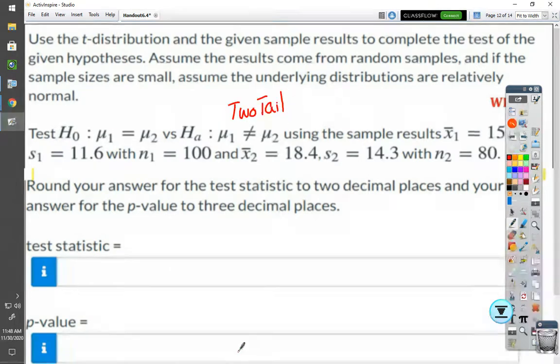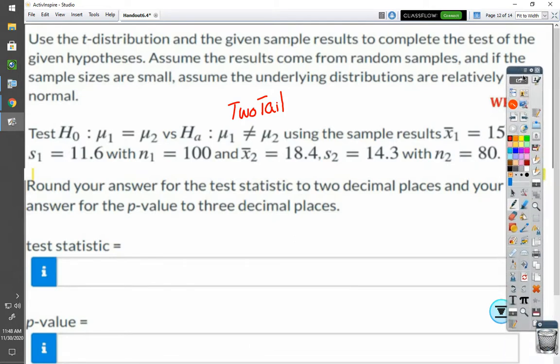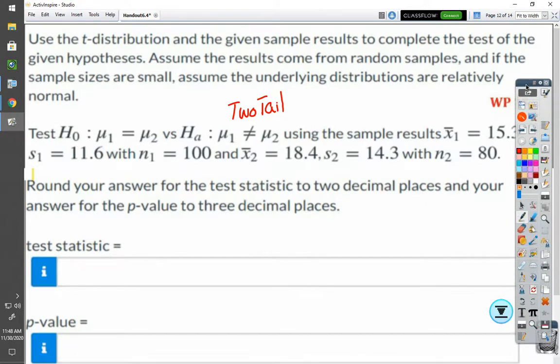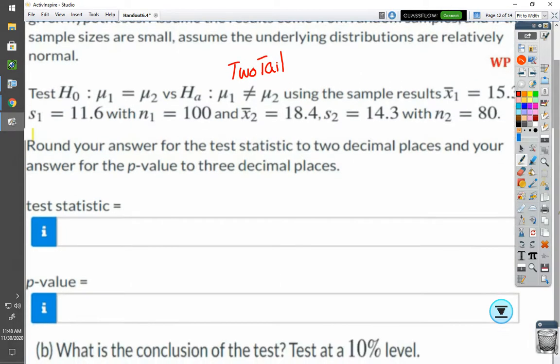We have a sample with x bar 1 equals 15.3 with a standard deviation of 11.6. We have a sample size of 100. X bar 2 is 18.4 with a standard deviation of 14.3 and a sample size of 80. Round your answer for the test statistic to 2 decimal places and your answer for the p-value to 3 decimal places. Please be careful when we're doing that. So let's do our first value to find t.